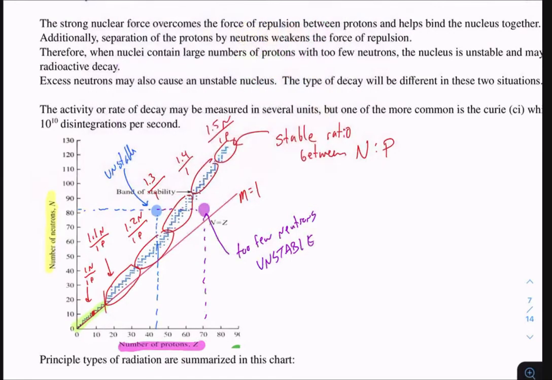What if we have an element with 15 protons and 15 neutrons? Actually, that's not an example. I'm going to exaggerate this just to prove a point. Let's change that. 15 protons, 10 neutrons. Where does that fall on the band? Does it fall above the band or below the band? Below. Stable or unstable? Unstable. It's unstable, right? All right, let's do another one.